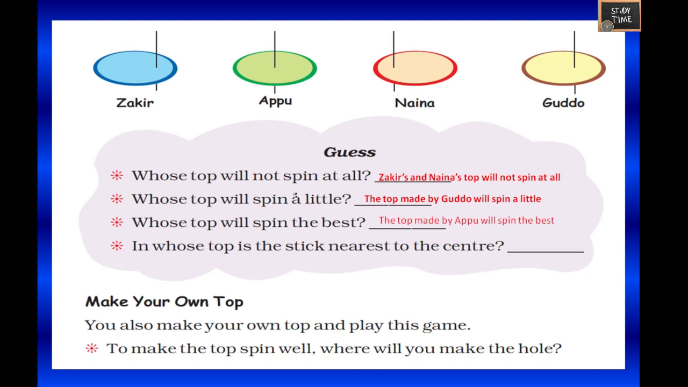In whose top is the stick nearest to the center? So Appu's top is nearest to the center. So here it is, center O. It is nearest to the center, so that will spin the best. Make your own top. You can also make your own top and play this game. To make the top spin well, where will you make the hole? So we'll make the hole at the center to spin the top well.